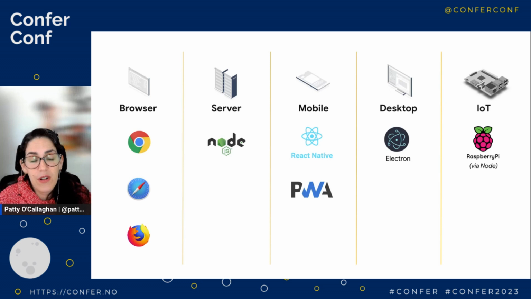We can run it in the browser for the client side. On the server side, we can run it over Node.js. Then on mobile, we can use React Native. We can use it on progressive web apps. On desktop native, we can use it via Electron. And my favorite way to use it will be on the Internet of Things using a Raspberry Pi, of course, if Node.js is supported on that specific device.